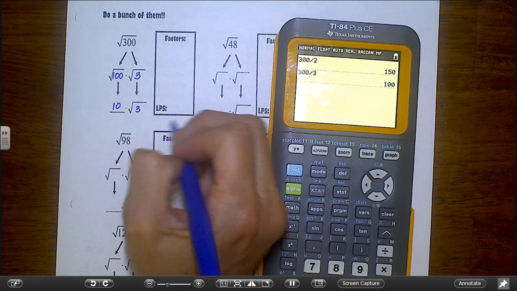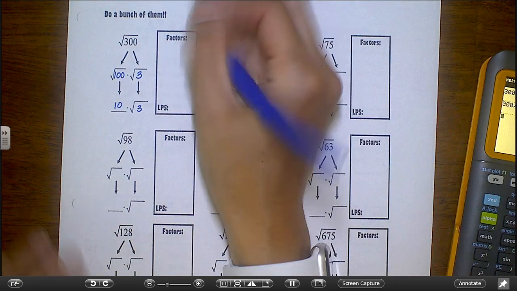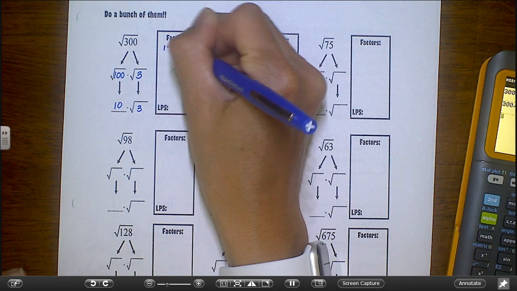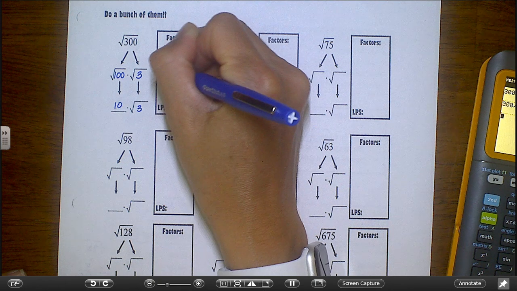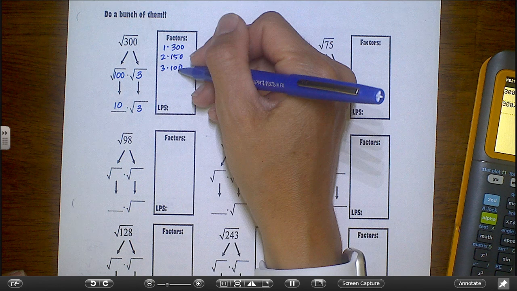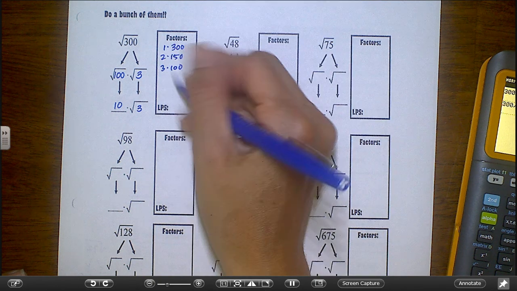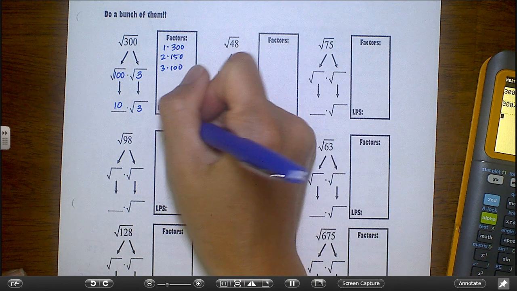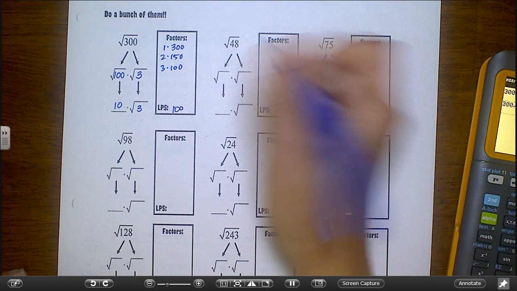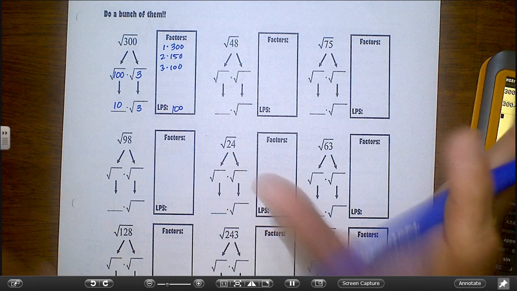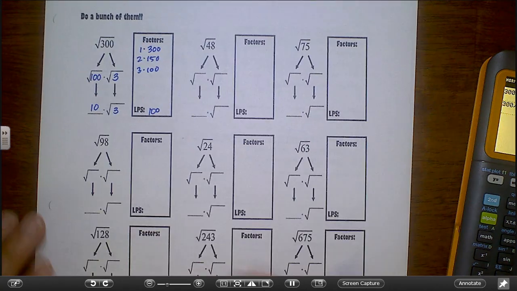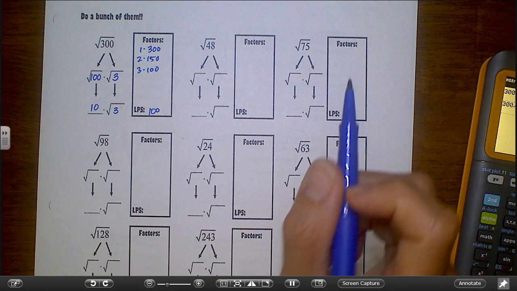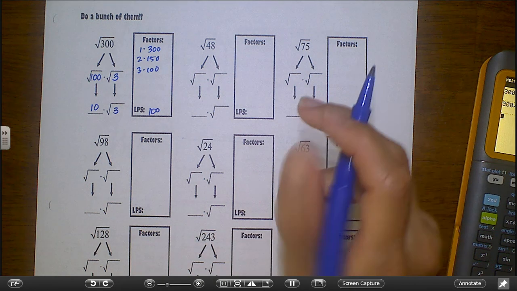And if you wanted to use this little box on the right, this is the factor. So I have 1 times 300, 2 times 150, 3 times 100. And then I could just keep going like that until I found a perfect square. And then, the largest perfect square here being 100. So that's what this factor column is for. All right. We're just going to do a few of these because I feel like once we get the hang of it, it's pretty good.